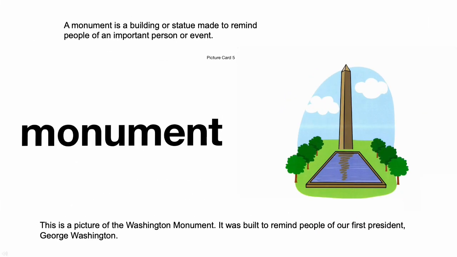A monument is a building or statue made to remind people of an important person or event. This is a picture of the Washington Monument. It was built to remind people of our first president, George Washington. Let's say monument together. Monument.